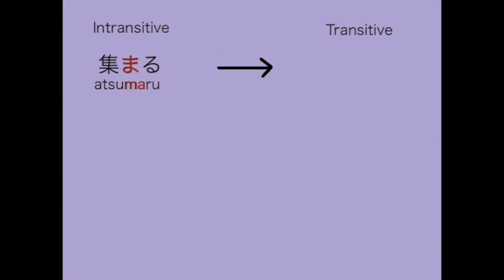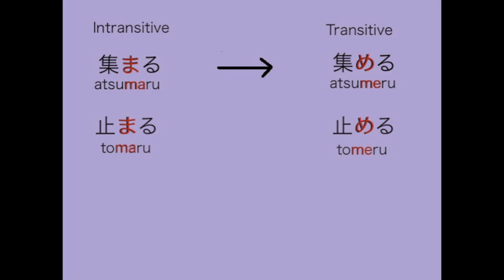When it comes to knowing a verb in both transitive and intransitive form, I'm sorry to say, but it's mostly about memorizing. There are some easier ones to spot among them. For example, meru, maru verbs. Here we can have atsumaru, which means gathering. That becomes atsumeru in transitive. Then we have tomaru, which becomes tomeru. And then we have kimaru, which becomes kimeru.